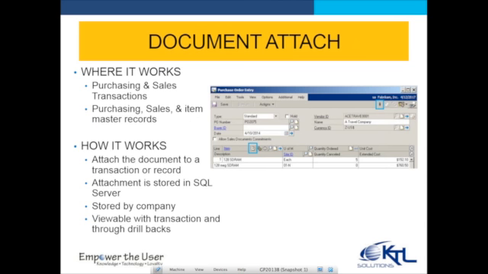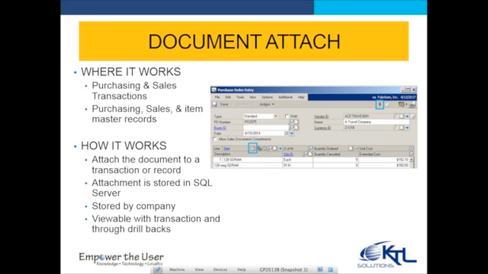So a little bit about the document attachment. Where it works right now in the RTM version is purchasing and sales transactions, and purchasing, sales, and item master records. As you can see from the image there, you'll see a new paperclip icon at the top of the screen, and this is an example of the purchase order entry screen. You would click that icon, and a screen would pop up that allows you to attach the document. Any type of document can be attached.